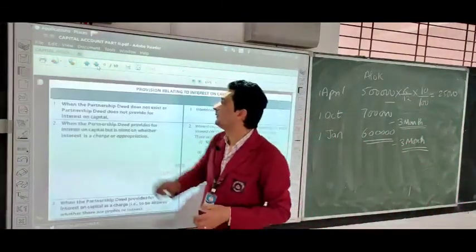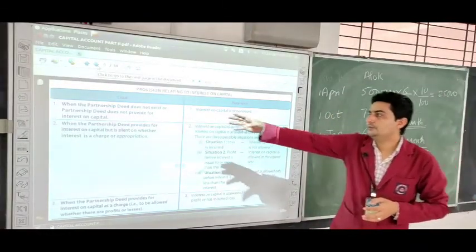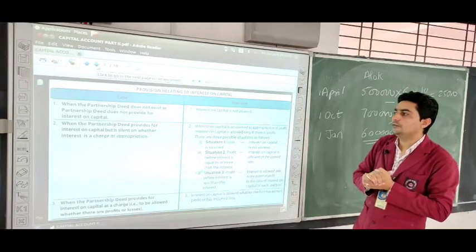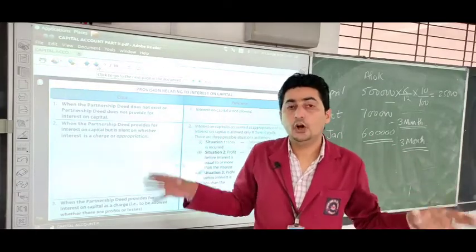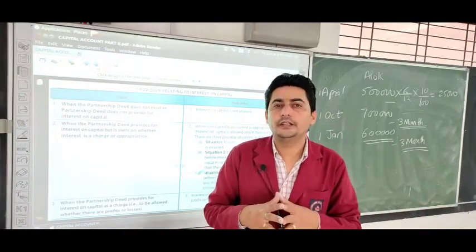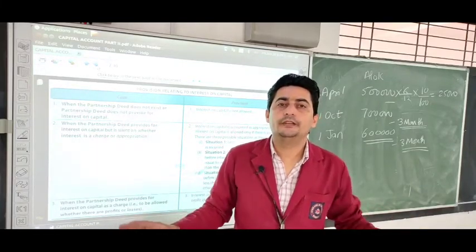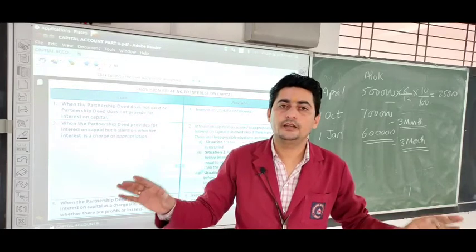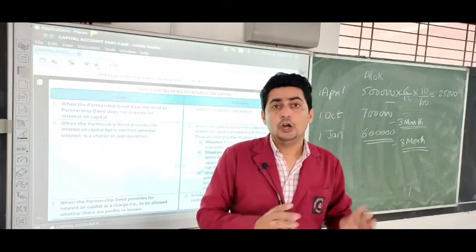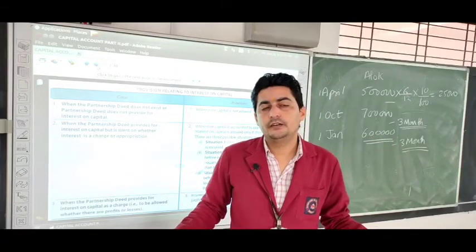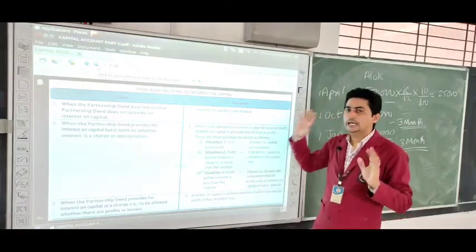Okay students. Now these are some provisions related to interest on capital. First provision, when the partnership deed does not exist or the partnership deed does not provide for interest on capital. So if our partnership deed does not exist or there is no provision regarding interest on capital in our partnership deed, then no interest on capital will be paid. This is the rule according to the Partnership Act 1932. That if the partnership deed is absent or there is no provision related to interest on capital, then no interest on capital will be paid. So interest on capital is not allowed.